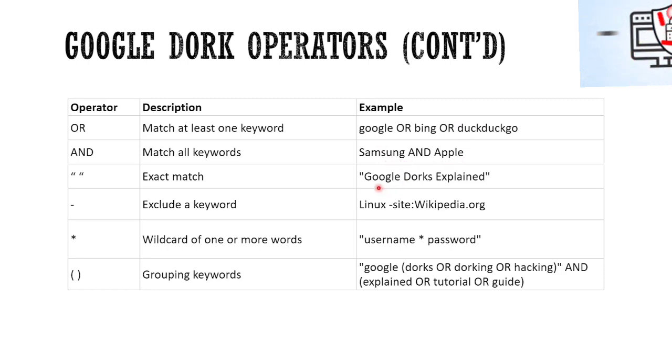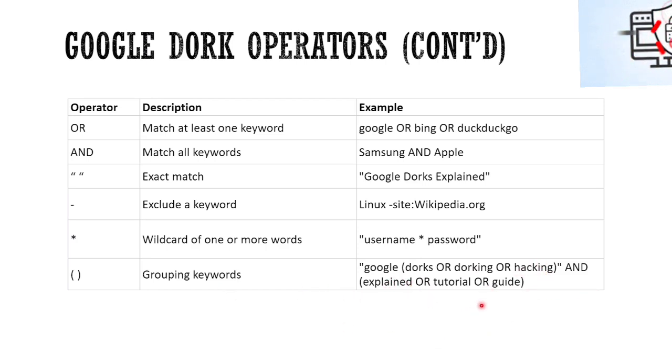Or we want to exclude something. Give us information about Linux, but not from Wikipedia. And then we could have wildcards. Username, whatever, password. And we can group them. We could say (dorks OR dorking OR hacking) AND (explained OR tutorial OR guide), meaning give us a tutorial or a guide or an explanation of dorks or dorking or hacking. So these are the examples of the Google Dork operators.